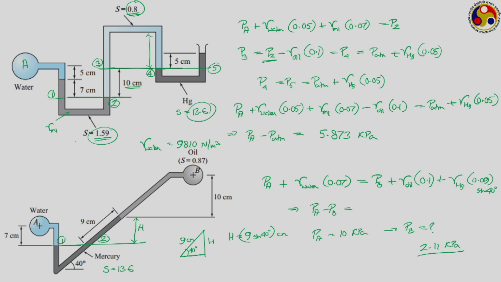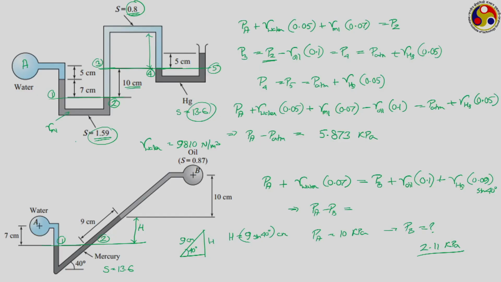So, this way we can easily solve any problem involving simple manometers or even inclined tube manometers. We have also discussed micromanometers in the previous lecture, but I have not included any problem related to that. You can refer to any fluid mechanics textbook to get relevant problems and a more elaborate discussion on the relevant topics.